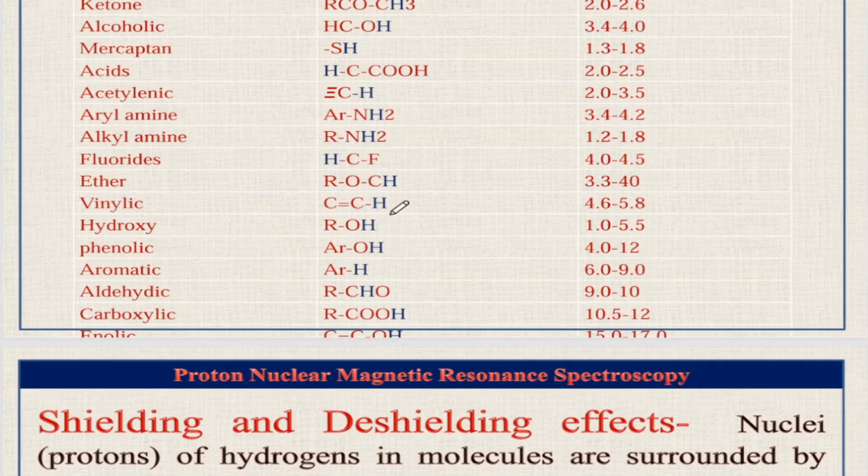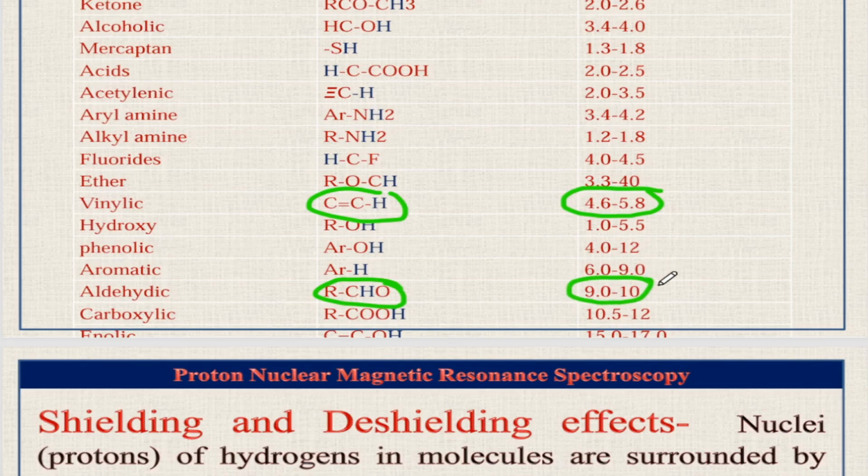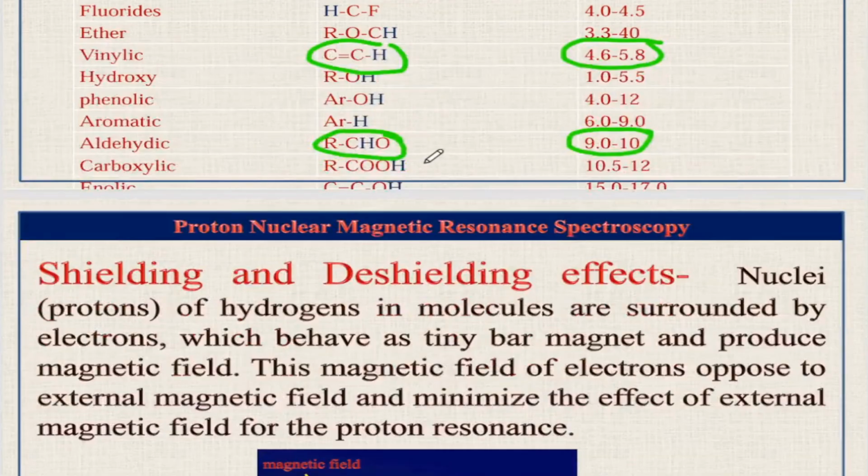Here we see that if hydrogen is attached to a double bond, its chemical shift value is high, and if hydrogen is attached to an aldehydic group carbon, then its chemical shift is even higher, and in the carboxylic group, this acidic hydrogen has the highest value.